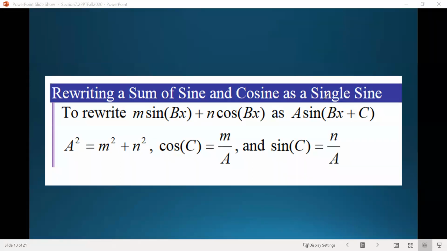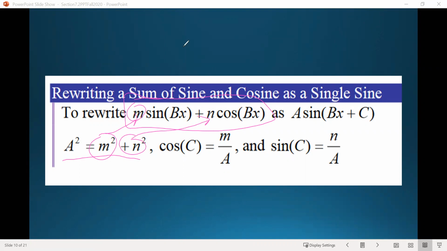So if we have that form, again, the sine plus the cosine, where the thing inside of each of them is the same, we can rewrite it as a single sine function, a times sine of bx plus c, where the value a is given from this kind of Pythagorean theorem type formula. So a squared equals m squared plus n squared, where the m's and the n's come from up here.